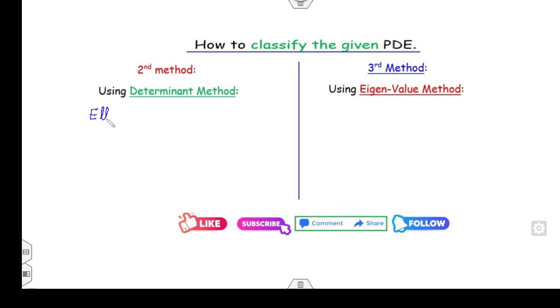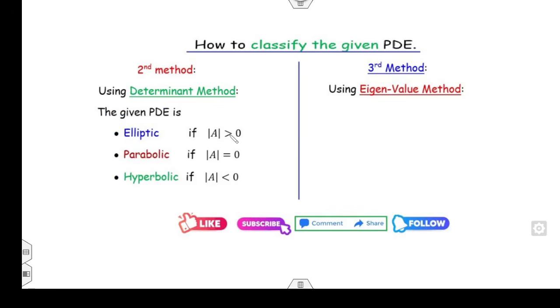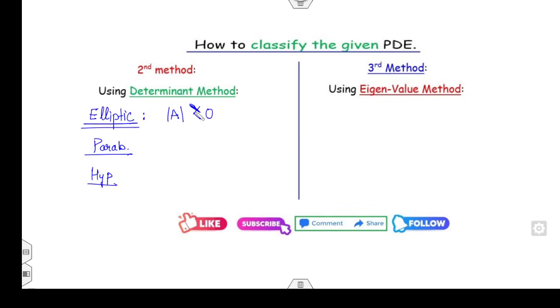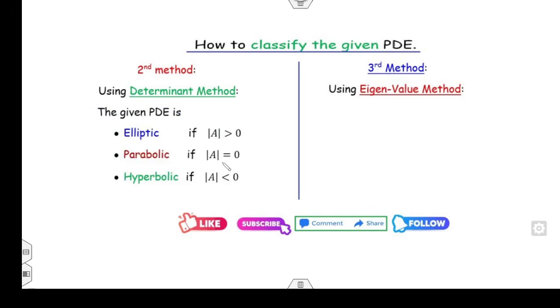Any second order partial differential equation is elliptic, parabolic or hyperbolic. Elliptic, when you find the determinant of the matrix, it is greater than 0. Sorry, it is greater than 0. And parabolic, whenever the determinant is equal to 0. Hyperbolic, whenever the determinant is less than 0.